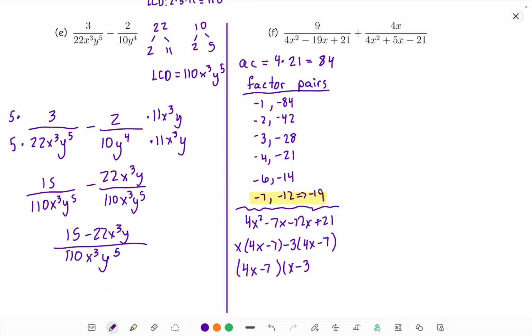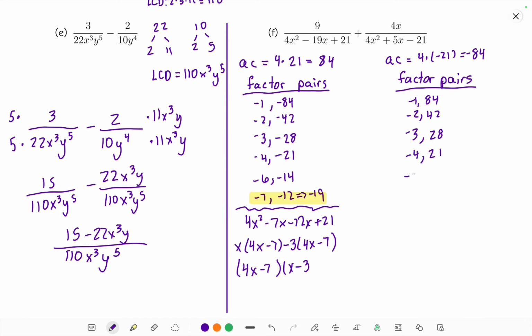Now for the second denominator, a times c is still 4 times negative 21 this time. So we get negative 84. Thankfully the factor pairs are all the same. It's just the larger number's positive. So negative 1 and 84, negative 2 and 42, negative 3 and 28, negative 4 and 21, negative 6 and 14, negative 7 and 12, which adds up to the 5 we want.